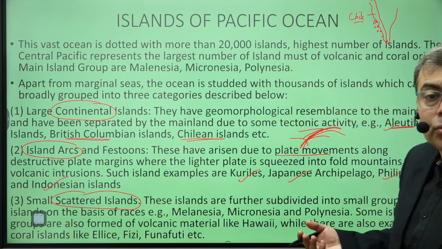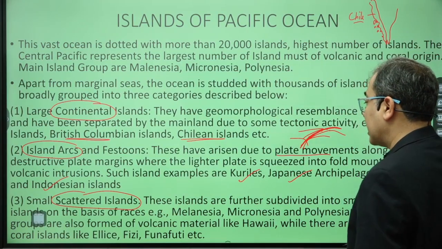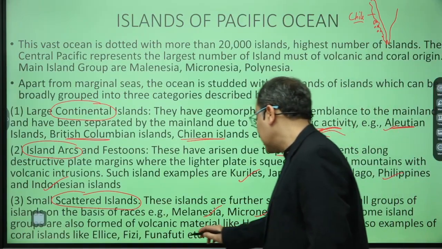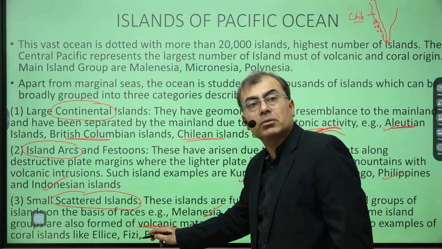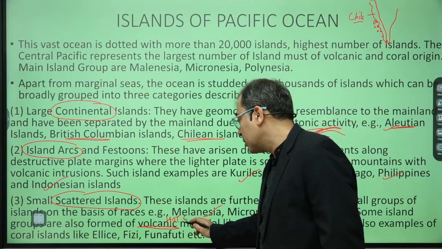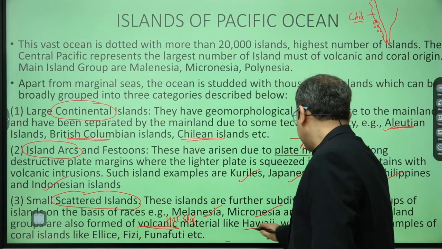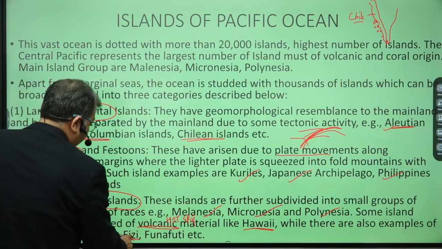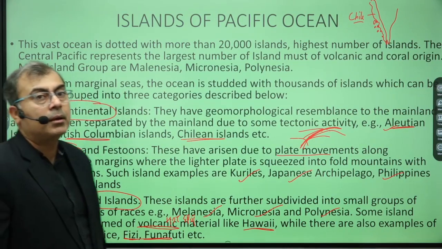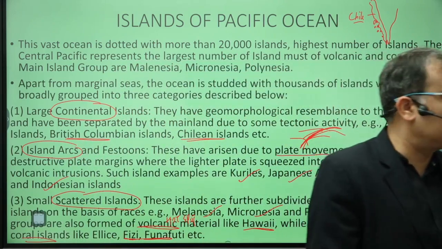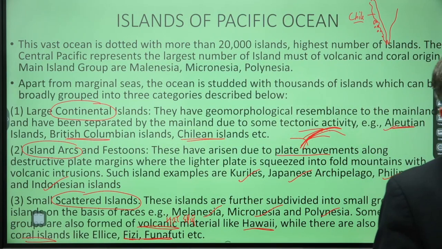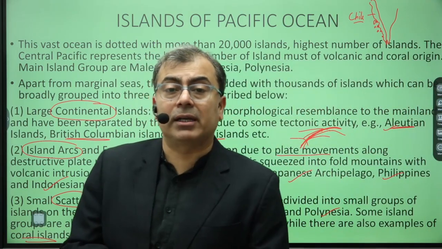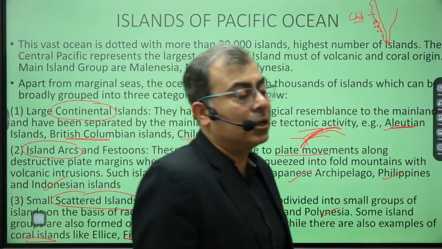Yes, उसके अलावा छोटे छोटे scattered islands भी हैं which have been divided into Melanesia, Micronesia and Polynesia. These islands are local volcanoes like Hotspot, which is Hawaii. And there are also coral islands like Fiji and Funafuti. So for GS students, we don't go that much in detail, but for optional students, if the question was why thousands of islands, why there are thousands of islands? We will have to put them in these categories to get good marks.